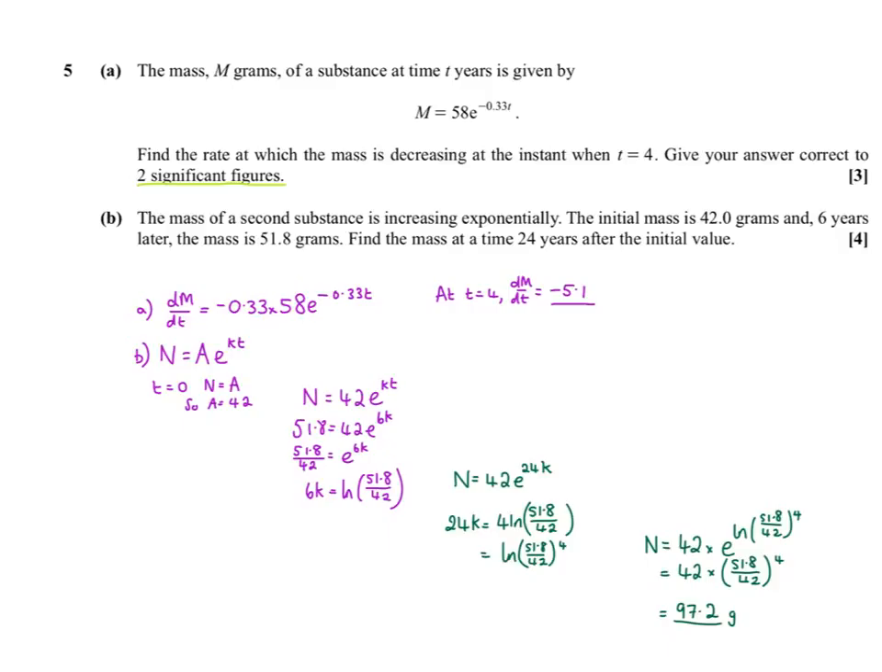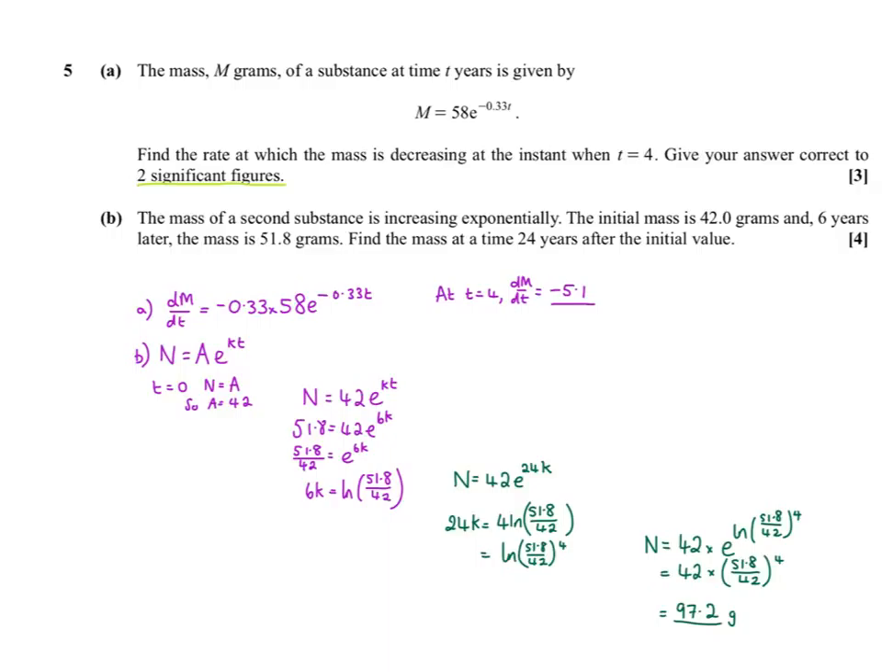After 6 years, so when t is 6, I've got my function n equals 42 e to the kt, that was my a I just found. When t is 6, the mass is 51.8, so I put that in, I rearrange e to the 6k, so 6k is ln of that. Okay, and I can put that in my calculator. I'll get whatever value I get, I'll just keep it on my calculator.